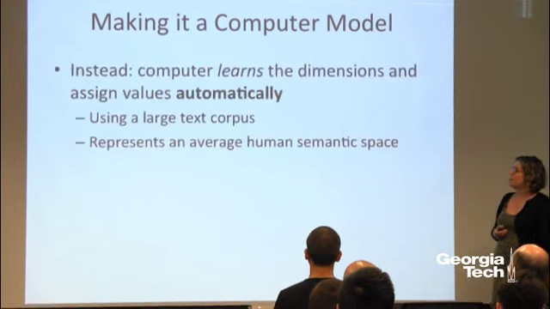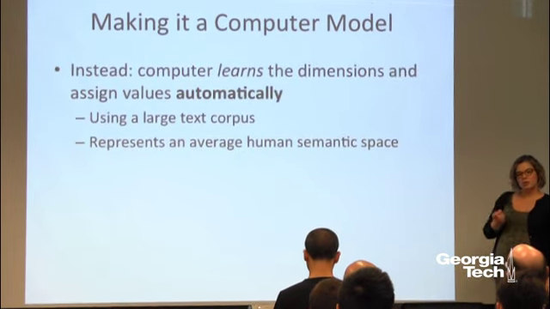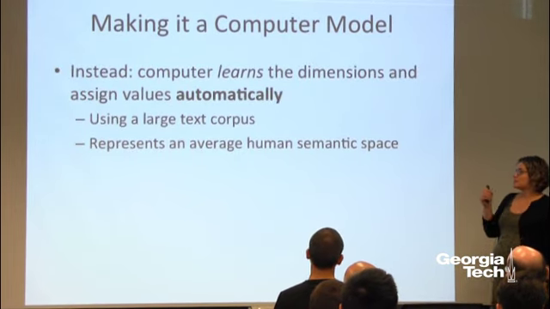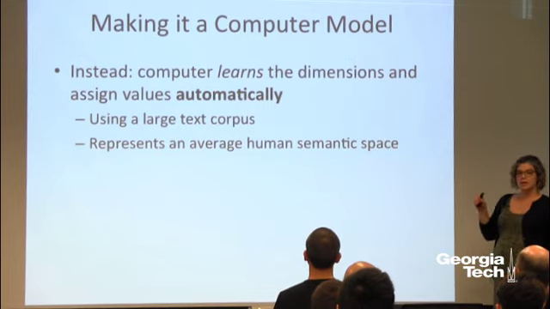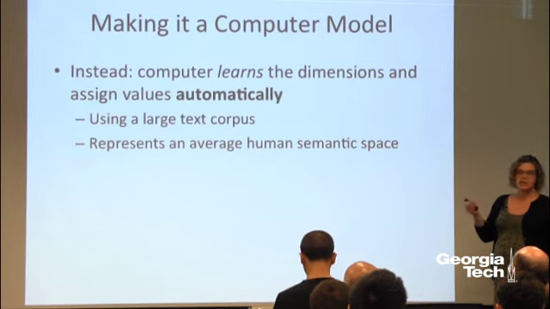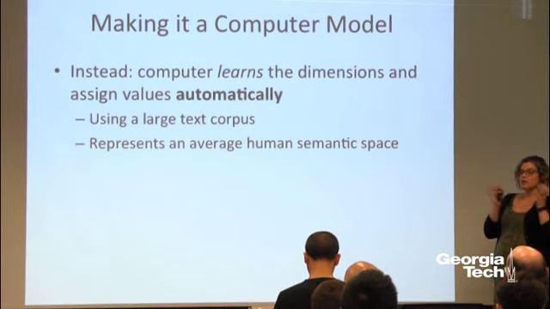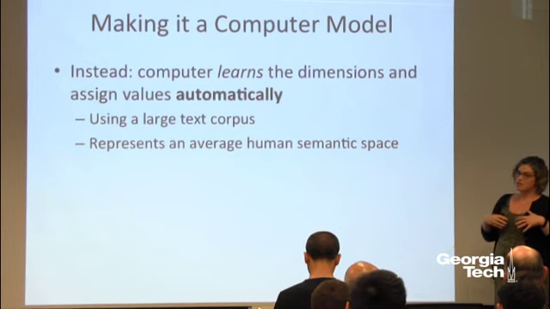So what we do instead is we get the computer to learn the dimensions automatically, and it assigns each one of the words a point in that space. We're going to process a large text corpus. Essentially, we download all of the web pages we can get our hands on. And then we're going to build a model from all those web pages together. So you can sort of think of it as the average semantic space, because many, many people write those web pages, and we're sort of averaging together their experience.